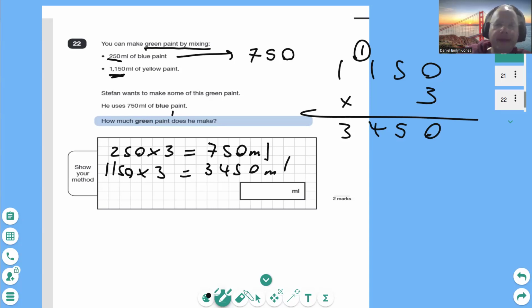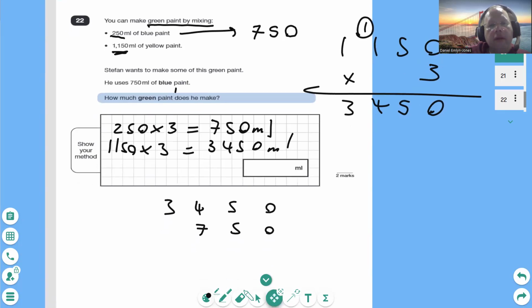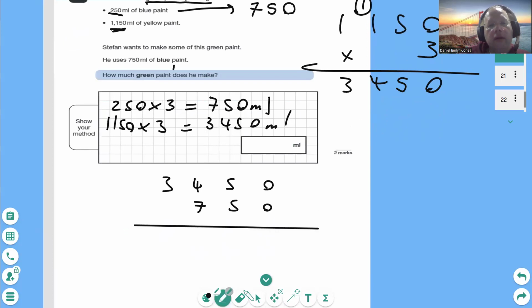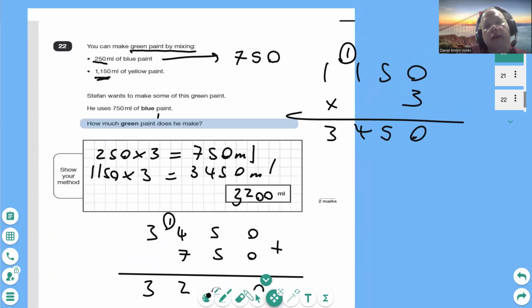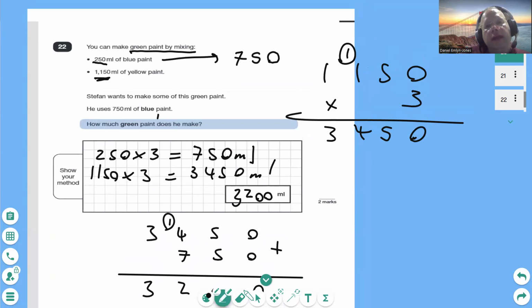Good, yeah. So then you add them together. 0, 0, 1, 7, 8, 9, 10, 11, 12, 2. And then 3, 3,200 mils. Not very neatly written, but there we go. So that's how you do it, you see. And then that times 3 times 3. 3, 4, 5, 0.